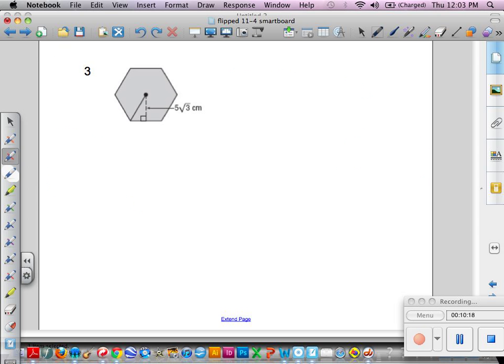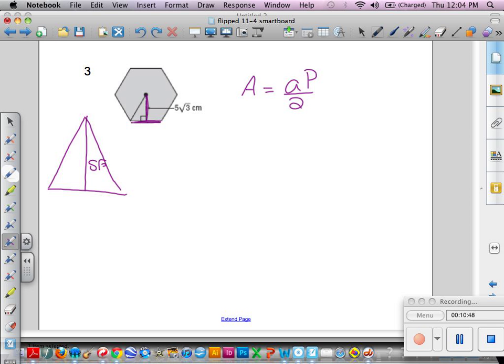All right, let's move on to the next one, number 3. I'm going to use my regular polygon formula. Area equals apothem times perimeter divided by 2. So they're giving me my apothem here, which is 5 root 3. But I don't have the side to find the perimeter, so I'm still going to have to pull my triangle out. This is 5 root 3. I'm going to need to find this piece here, and then I'm going to go ahead and find the whole side of the triangle. That's what I'm going to do.